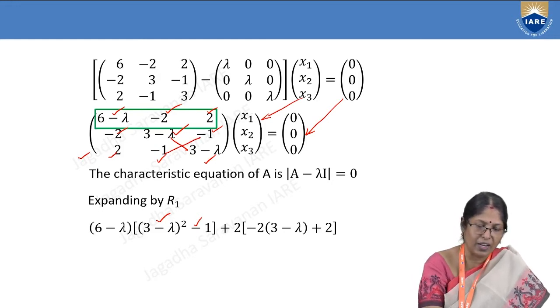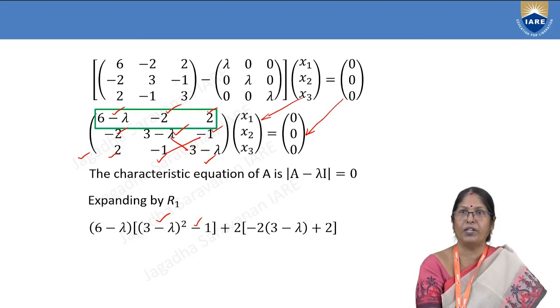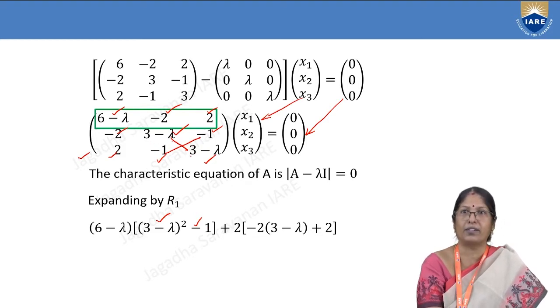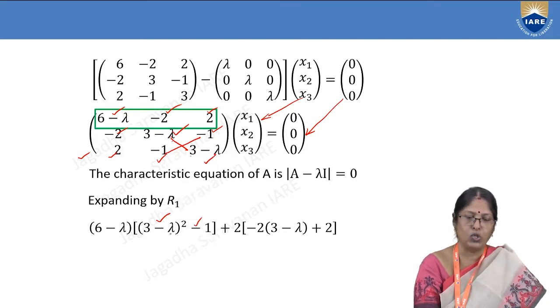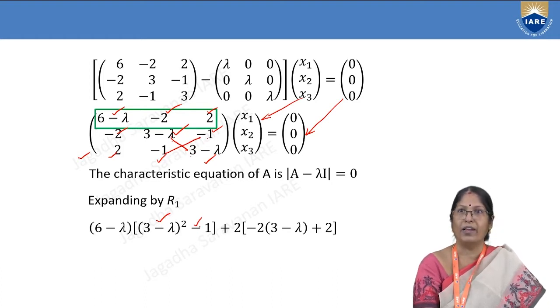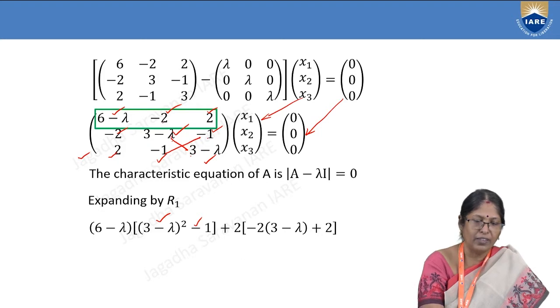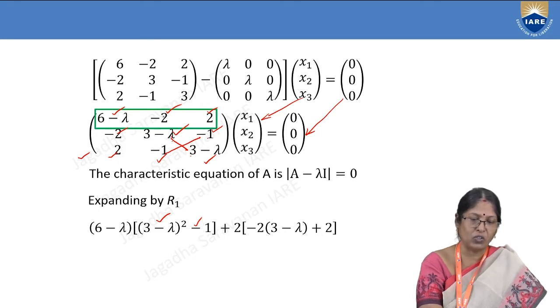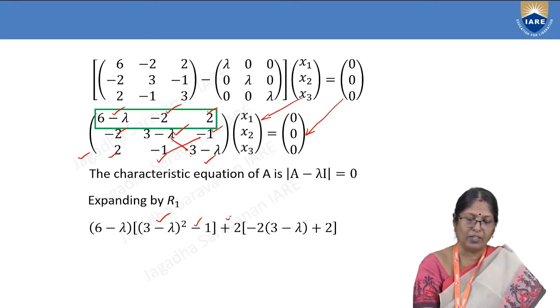Here we are doing the cross multiplication. 3 minus lambda into 3 minus lambda, it's nothing but 3 minus lambda the whole square, minus of minus 1 into minus 1, it is becoming minus 1. Next, this position is nothing but the negative position. So minus of minus 2, that is plus 2.